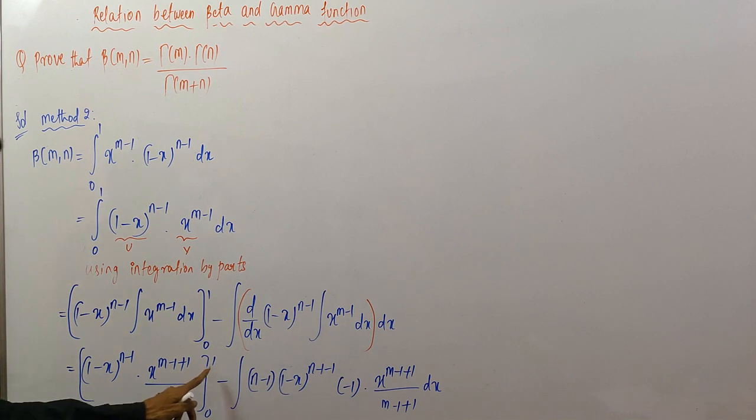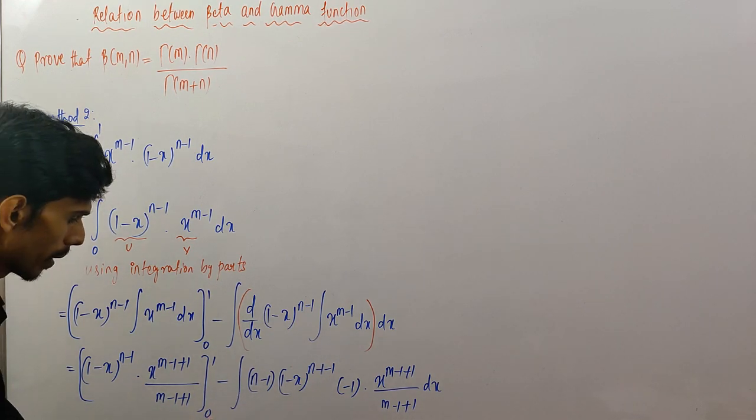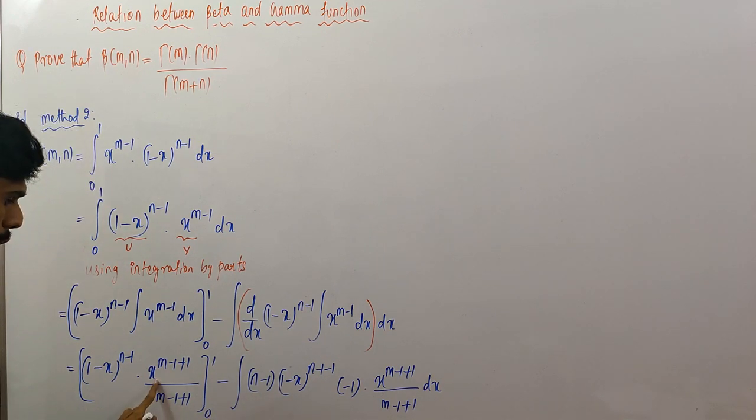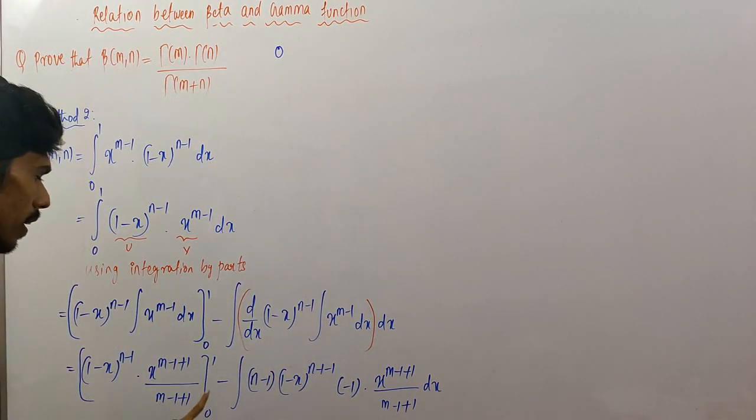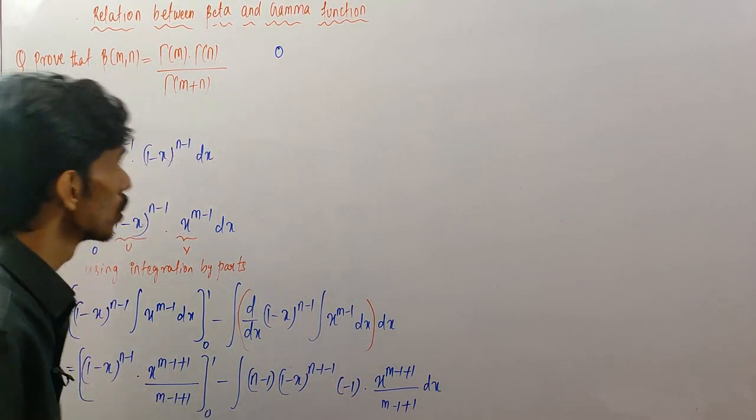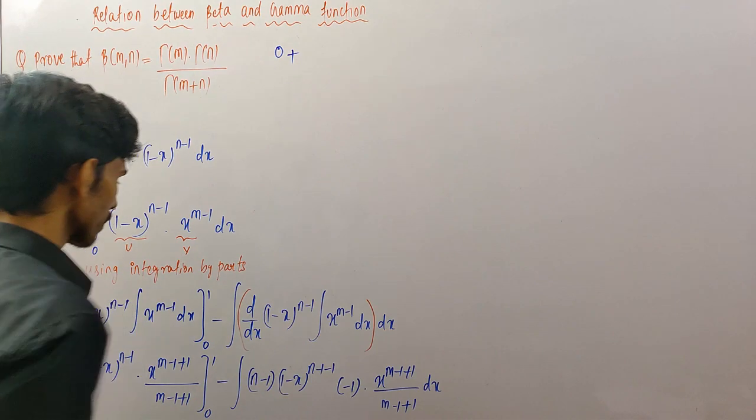Now if I substitute this value 1 here, 1 minus 1 we will get 0. This complete term will become 0 for the upper limit. Now substitute the lower limit, x equals 0 here. So 0 power something is 0, 0 into something is 0. For upper and lower limits this complete value is 0. So we have 0 for this term. Here I have minus, minus, so this will become plus.